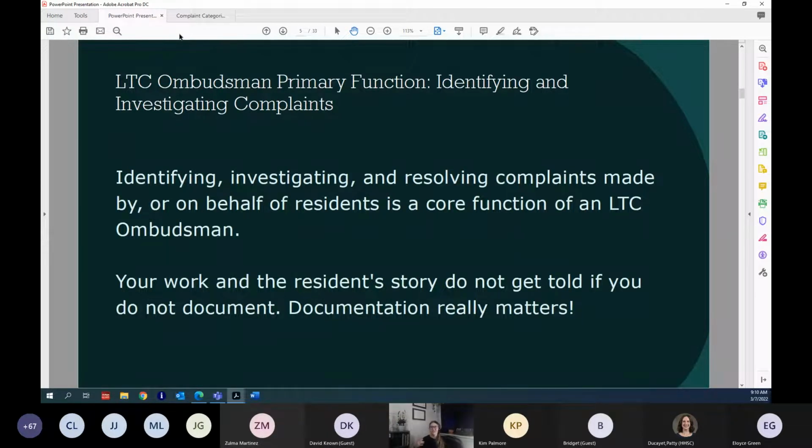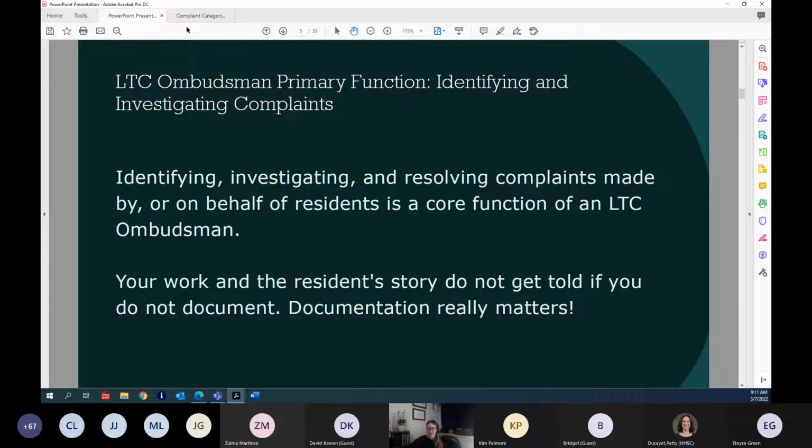I want to start the presentation by just reminding us that investigating complaints on behalf of residents is truly the core function of a long-term care ombudsman. This comes not only from our federal law that authorizes us in the Older Americans Act, but it's also represented in our state laws and our policies and procedures. And hopefully this makes sense to you. The whole reason for us, for long-term care ombudsmen, is so we can be there to help identify, investigate, and resolve complaints on behalf of residents.